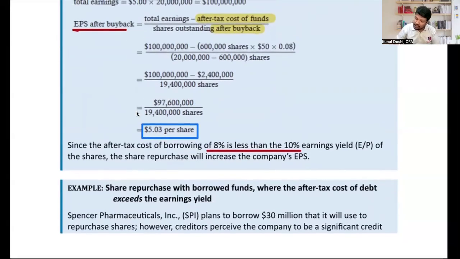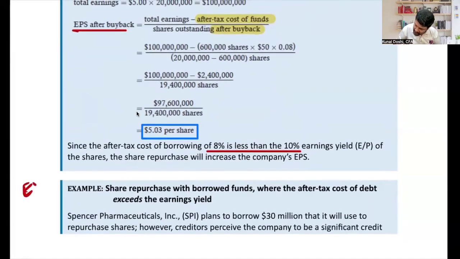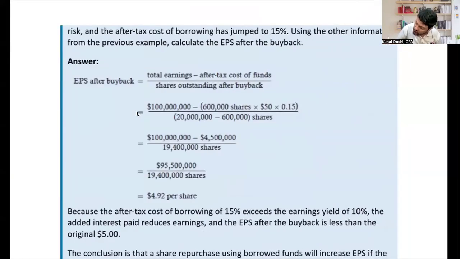But in the second situation, they have given me a situation where the cost of debt is higher than the earnings yield. Notice this. They have said that the company is doing the same thing, but at a cost of debt of 15 percent, then my EPS will go below 5.